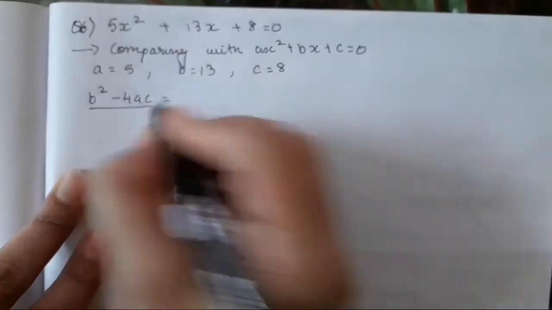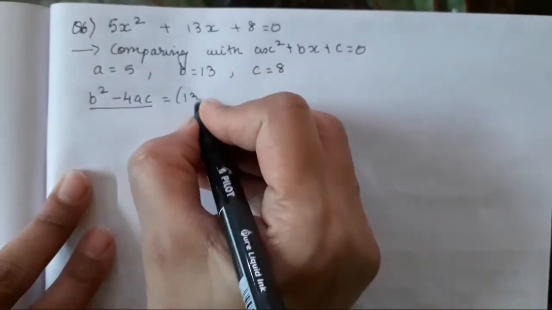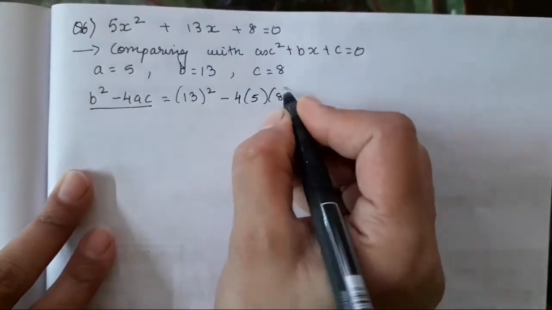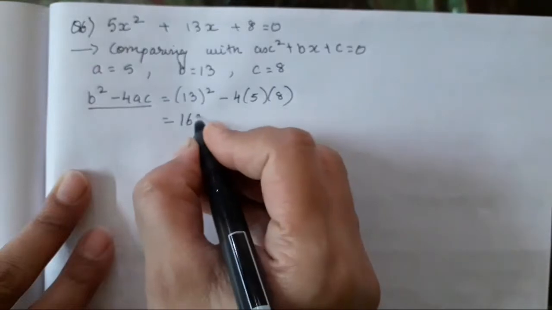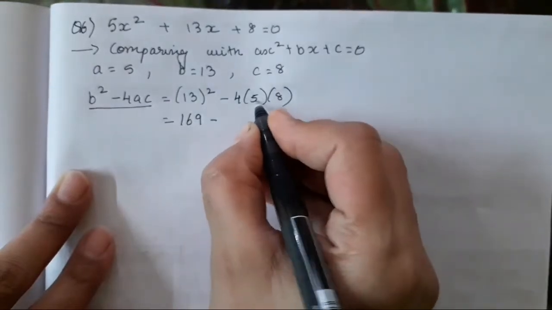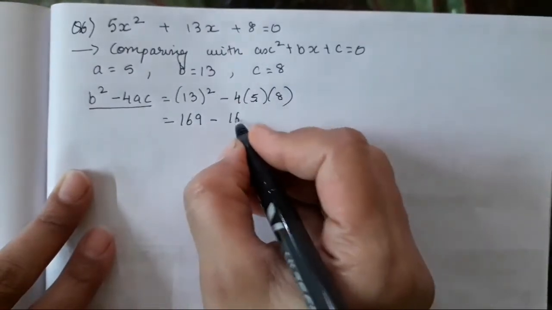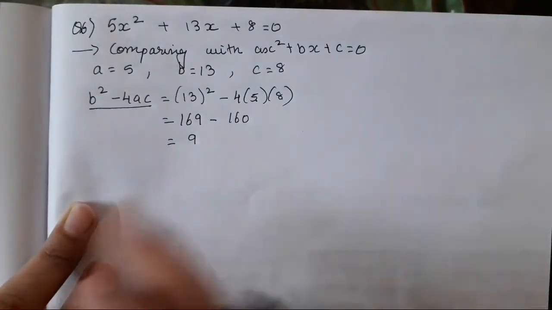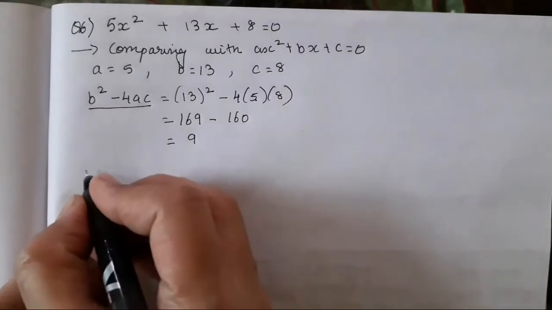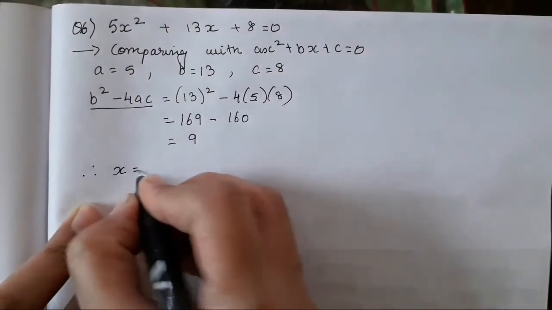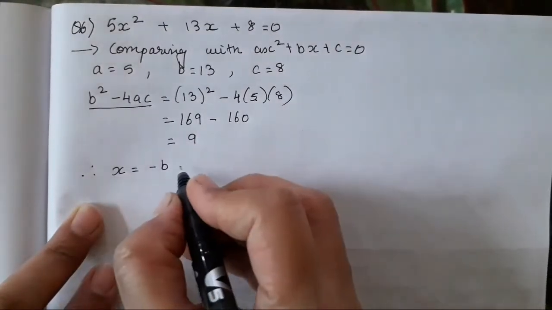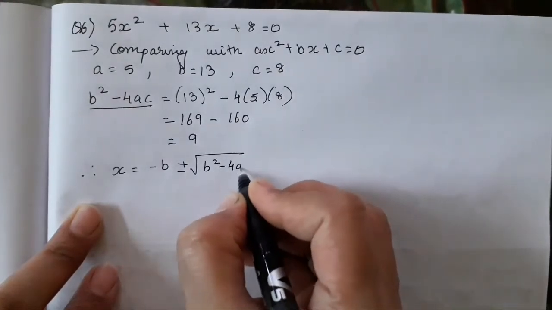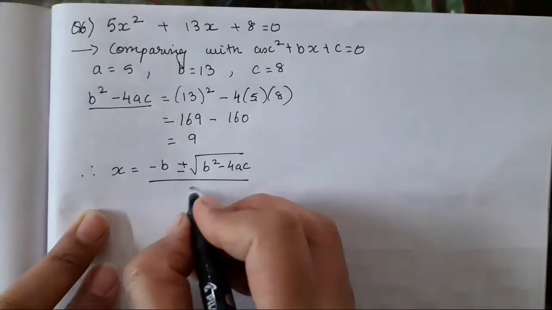First we will find this half formula, that is 13 square minus 4 into 5 into 8, which is supposed to be 169 minus 5 fours are 20, 20 eights are 160. So the answer is going to be 9. Okay, which is after the formula x is equal to minus b plus and minus root of b square minus 4ac upon 2a.